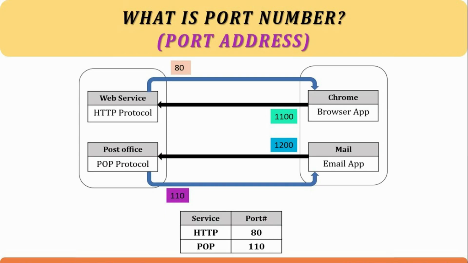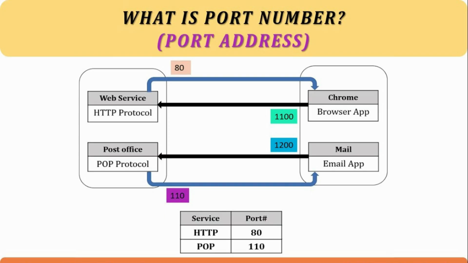What are the different types of port addresses? Networking ports are categorized into well-known ports, 0 to 1023; registered ports, 1024 to 49,151; and dynamic or private ports, 49,152 to 65,535. Each serves a different communication purpose.